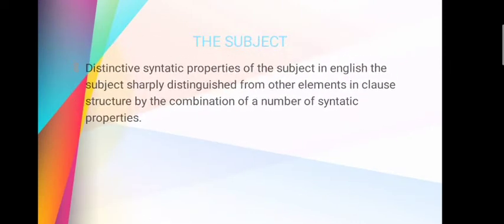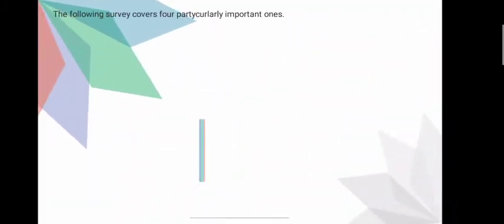And then the subject. Distinctive syntactic properties of the subject. In English, the subject is sharply distinguished from other elements in clause structure by a combination of a number of syntactic properties. The following survey covers four particularly important ones. A. Basic position before the verb. For example, Sue loves Max and Max loves Sue.